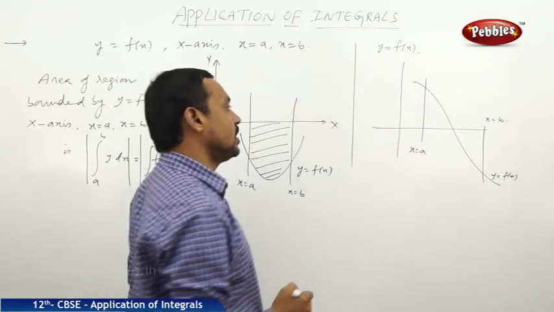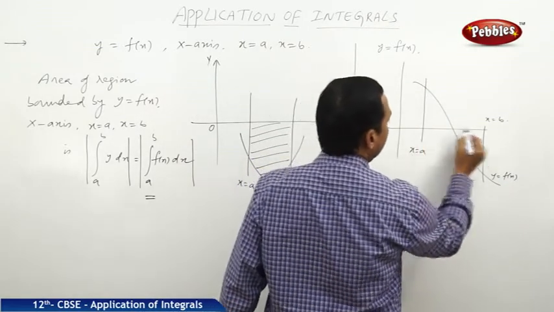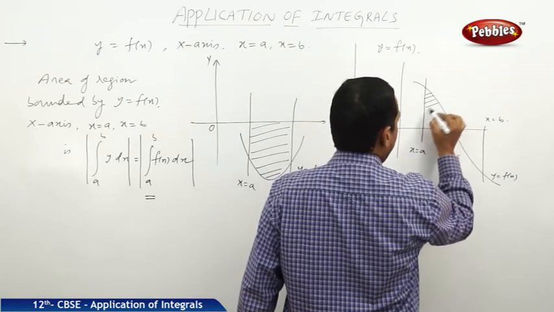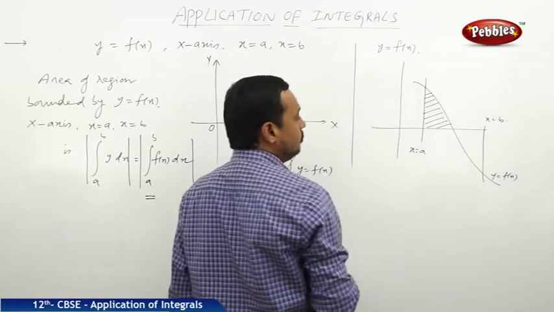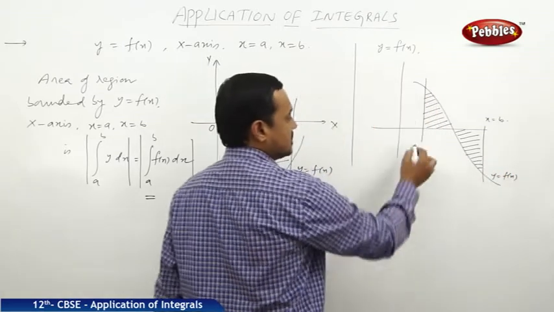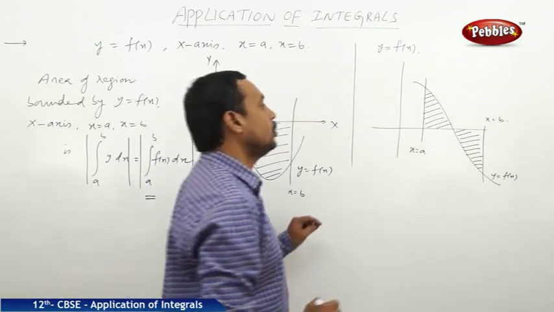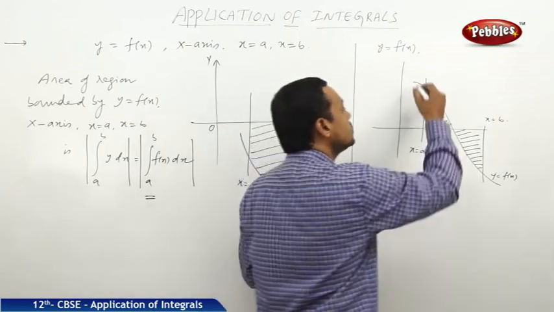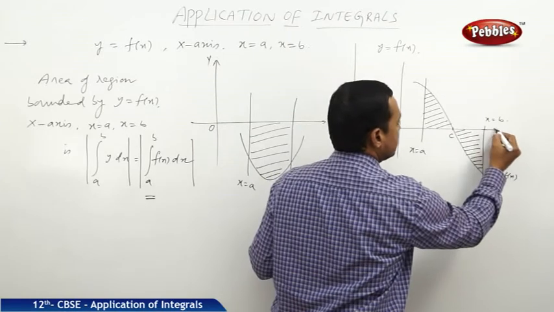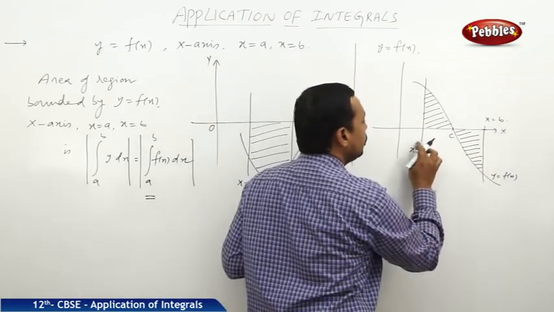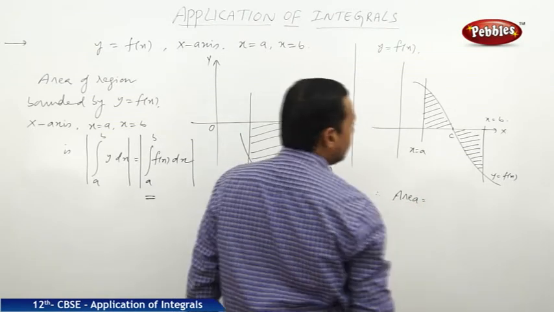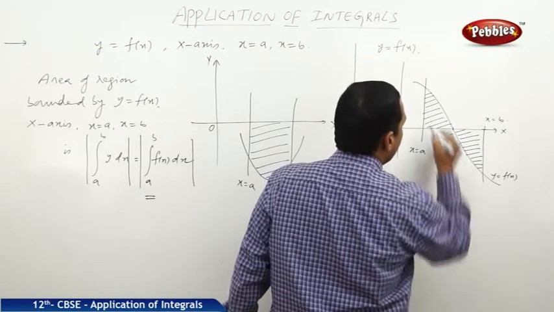Now what is the area of the region bounded by the curve y equals f of x with the x-axis between the limits x equals a and x equals b? Here you see, this is the area bounded by the curve with the x-axis, and this is also part of the required area between the lines x equals a and x equals b. Some portion is above the x-axis. This portion meets the x-axis at some point, let it be c. So between x equals a and x equals c, the graph is above the x-axis. Therefore, the area is equal to integral a to c f of x dx.